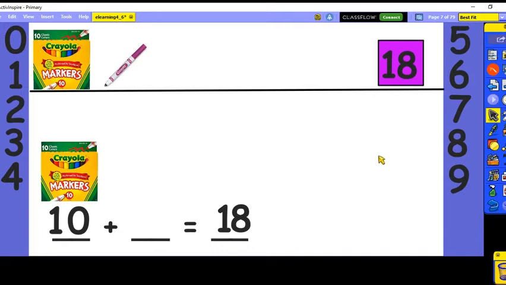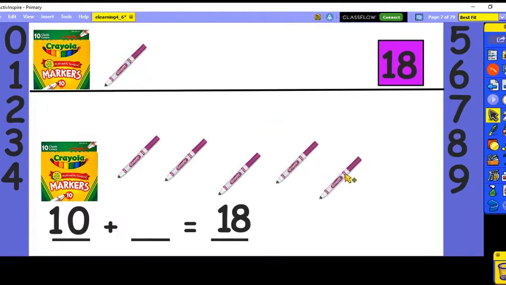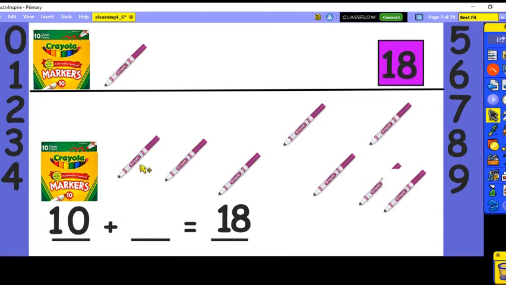Okay, so the way we can figure this out is we can start at 10. We're going to count up by ones until we get to 18. 10, 11, 12, 13, 14, 15, 16, 17, 18. I'll try to make those so you can count them easily. So 10 and some more. Let's count 1, 2, 3, 4, 5, 6, 7, 8. So 10, a box of 10 and 8 markers makes 18.